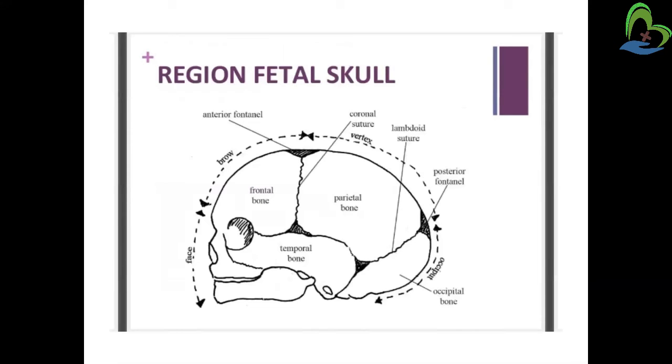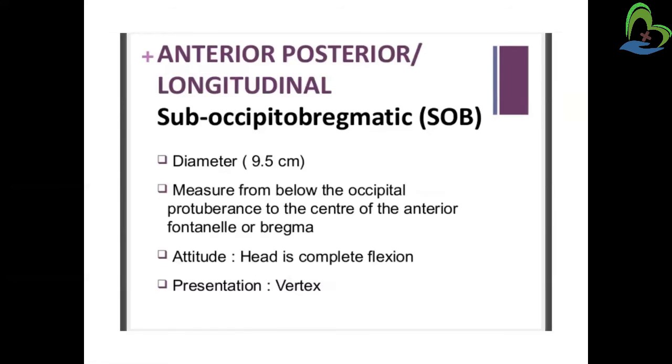In the previous figure, see, this is the occiput bone. This groove is known as the subocciput. So from here to the anterior fontanelle, the bregma. Here, subocciput to bregma. This distance is 9.5 centimeter and this diameter is known as the suboccipitobregmatic. The presentation is vertex because you can find this is a vertex presentation, and the attitude is the head completely flexed. So this is about the suboccipitobregmatic.